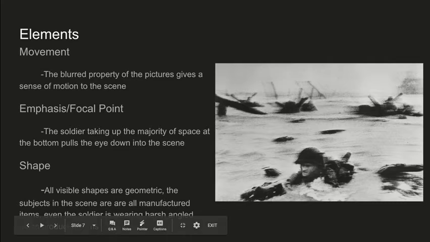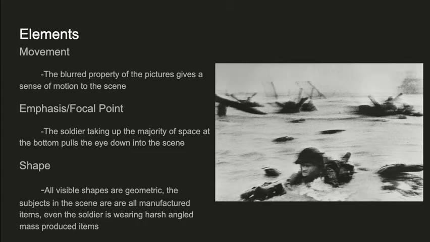The elements in this photo are movement. The blurred property of the photo gives a sense of motion. We can kind of feel the waves moving up and down. We can feel the sense of urgency as the soldier's trying to move. It gives that sense of chaotic movement that Capa was trying to portray.